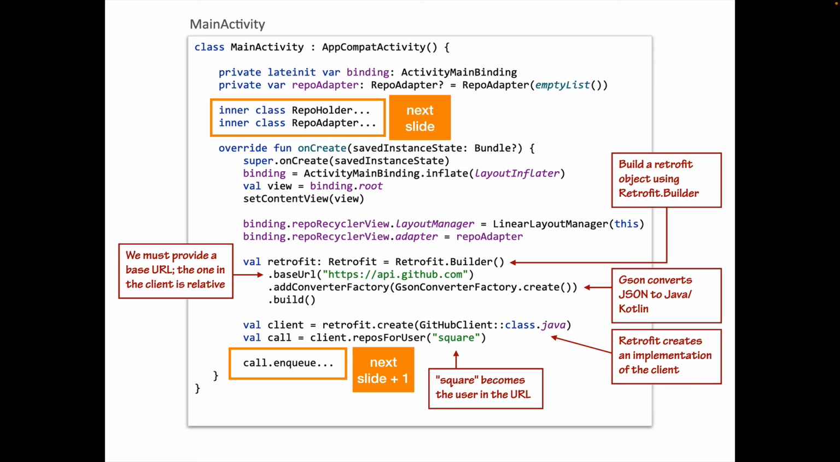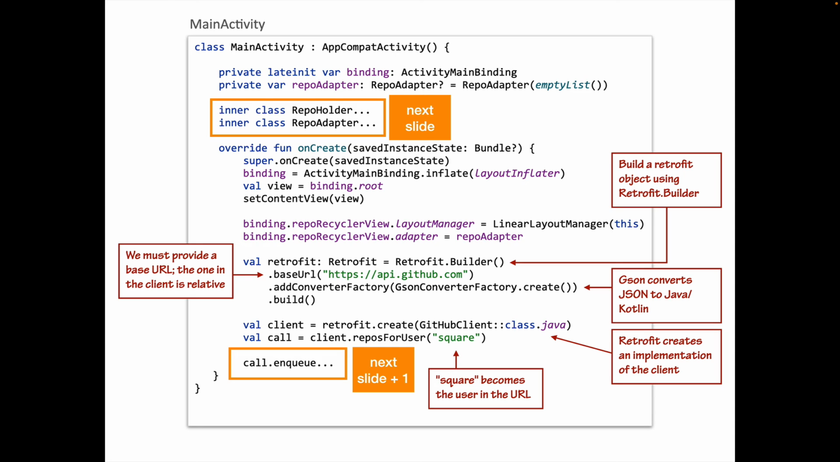JSON is a companion library to Retrofit that converts JSON to Java and/or Kotlin. We need this because the list of repos will be returned in JSON format. We told the repos for user function that we are expecting a list of GitHub repo objects. So JSON will do its best to convert the JSON into a Kotlin list of GitHub repo objects.